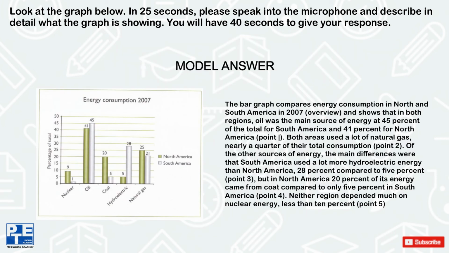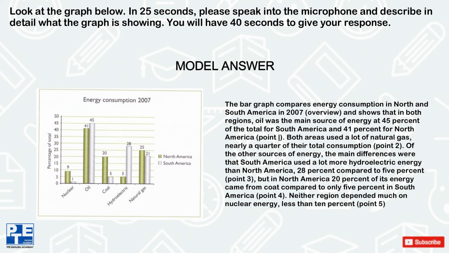The bar graph compares energy consumption in North and South America in 2007, overview, and shows that in both regions, oil was the main source of energy at 45% of the total for South America and 41% for North America, point one. Both areas used a lot of natural gas, nearly a quarter of their total consumption, point two.